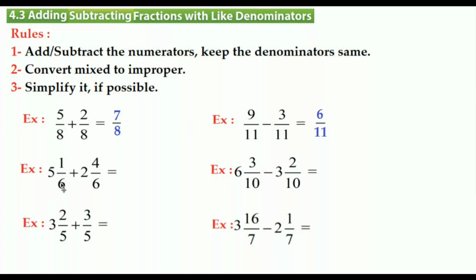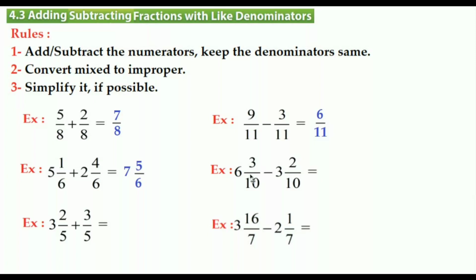Let's see another example. 5 and 1 over 6 plus 2 and 4 over 6. First of all, if you have whole numbers, you can add the wholes first. Then you can add the numerators, but you keep the denominator the same. 5 plus 2 is equal to 7. 1 plus 4 is equal to 5 over 6. 7 and 5 over 6.